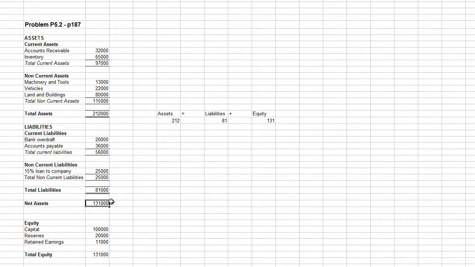So this is my net assets here, but then we also get these other things which are provided to us. We get capital and reserves and retained earnings. Now we are told these numbers, 100,000, 20,000 and 11,000. And it just so happens that those three figures added up equal 131,000, which is the same as my net assets. Now my question hangs on this principle right here.